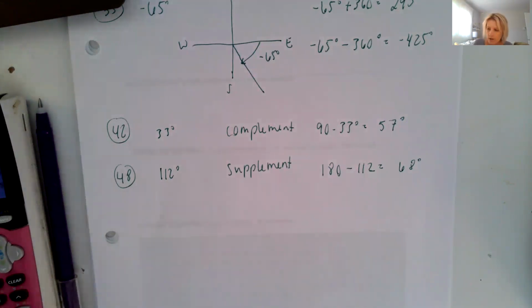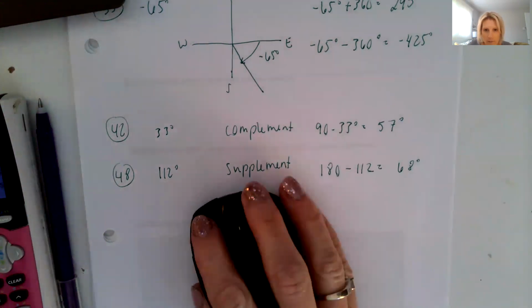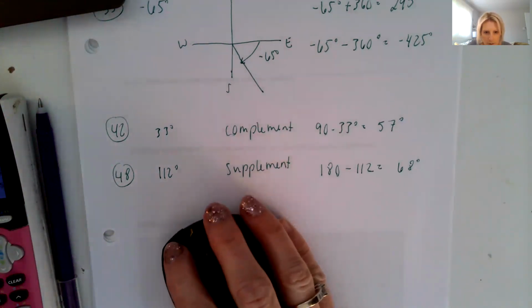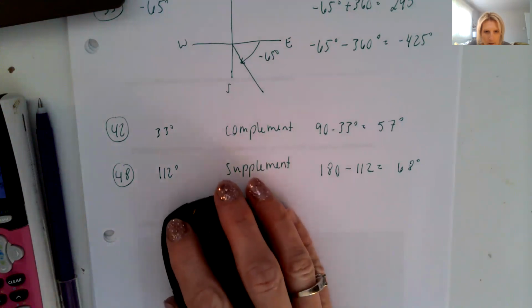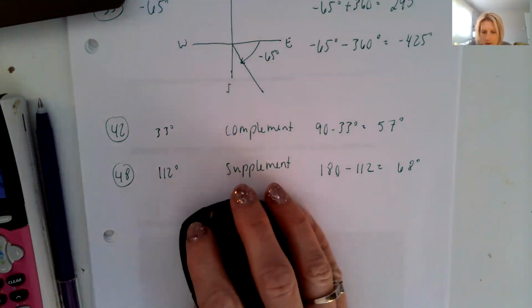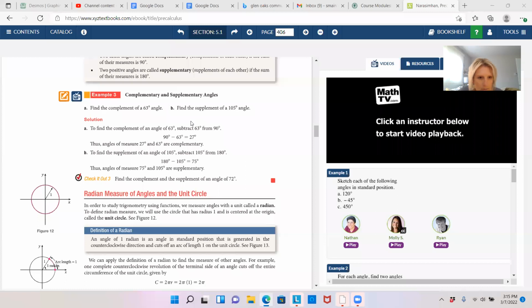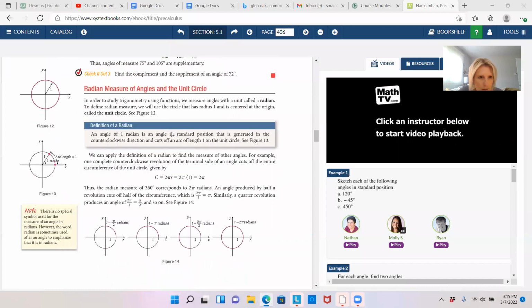And then, of course, we need to go back and kind of talk about radians, because we need to learn how to go back and forth between radians. So let's take a look here in our book at the definition of a radian. Okay. So in order to study trigonometry using functions, we measure angles with a unit called a radian. To define the radian measure, we will use the unit circle that has radius 1 and is centered at the origin, called the unit circle.